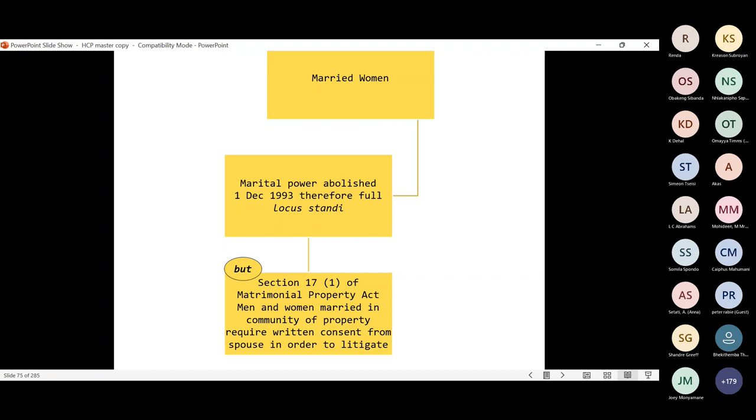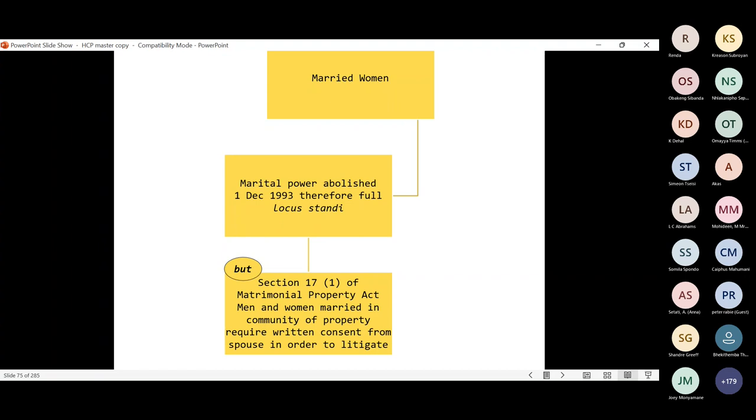Or not married women, I don't know, I must take that off. But the marital power was abolished in 1993. So married women have full locus standi. But spouses married in community of property have to have each other's consent, written consent, in order to litigate.